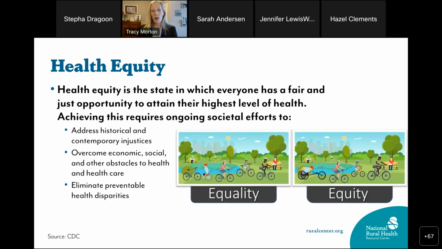Equality and equity are not one and the same. On the graphic on the side there, for equality, everybody gets a bike. That's excellent. Everybody has a mode of transportation and gets a bike. But everybody might not be able to use that same exact bike. Your legs may not reach the pedals. You might not be able to access or get onto the bike in the first place. And equity is giving everyone that fair and just opportunity for transportation on a bike that is suited for them.